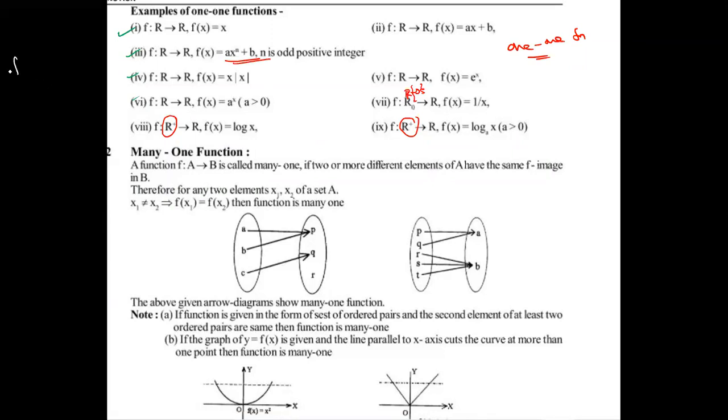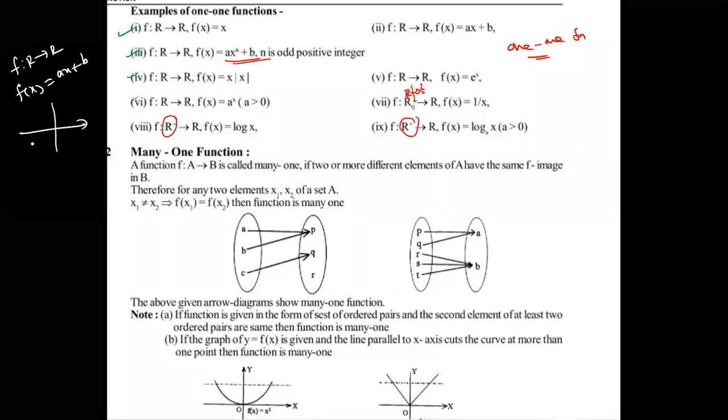Dear students, see, f maps R to R defined by f of x is equal to ax plus b. Whether we can verify if it is one-one or not. What is the graph of ax plus b? Anyone? A right line. Am I correct? Draw a line parallel to the x-axis, intersecting only one time. By using the graph, it is a one-one function.